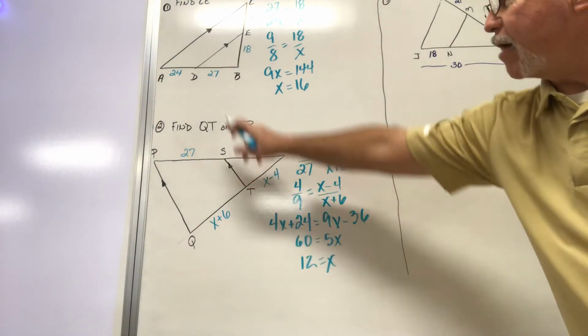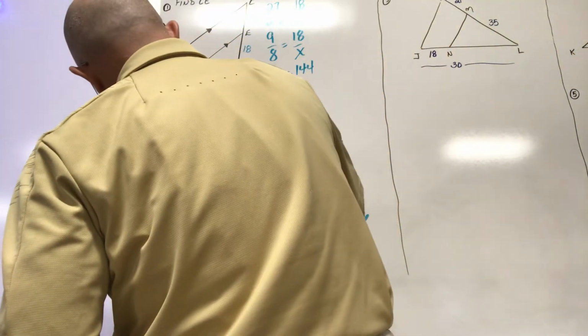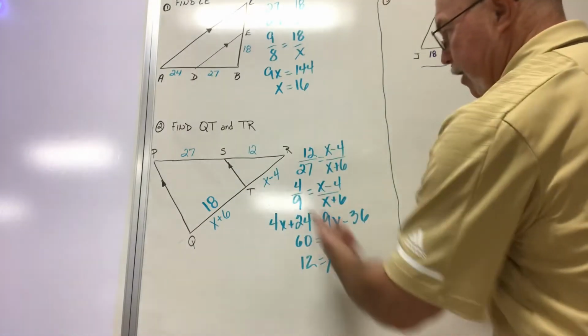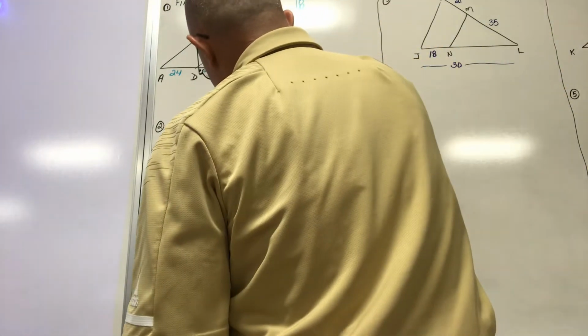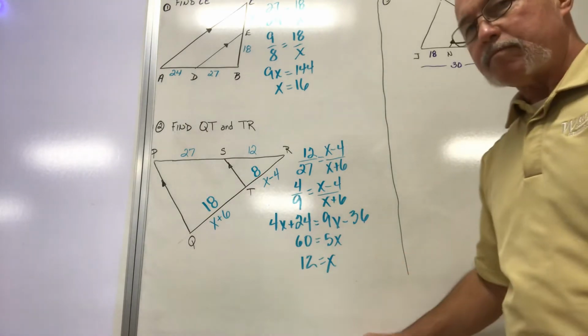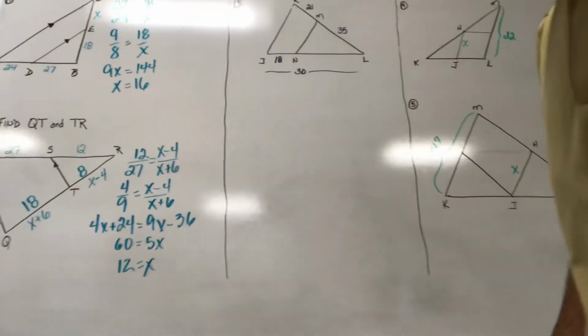So now we can go back to find QT. 12 plus 6 is 18. And 12 minus 4 is 8. There's my two lengths. Okay. Come over to our next one.